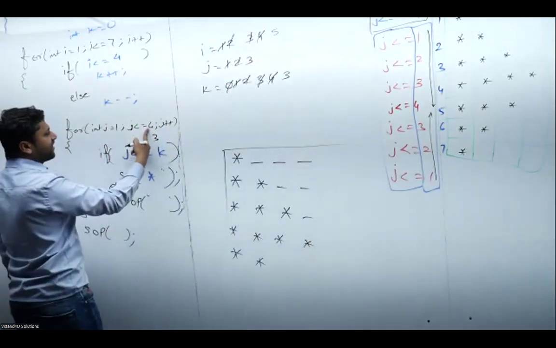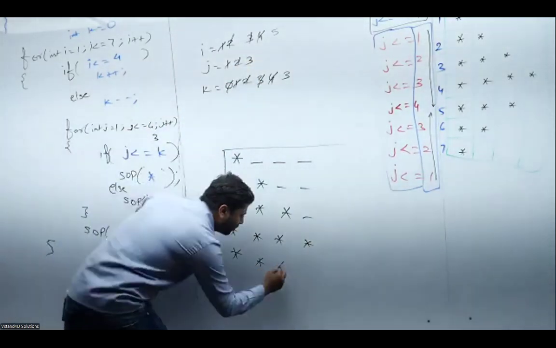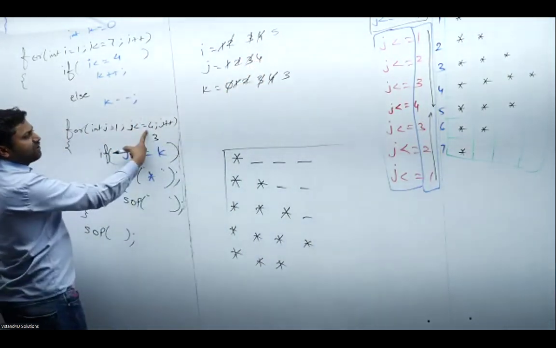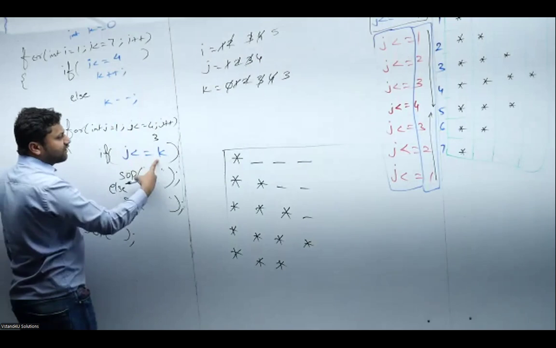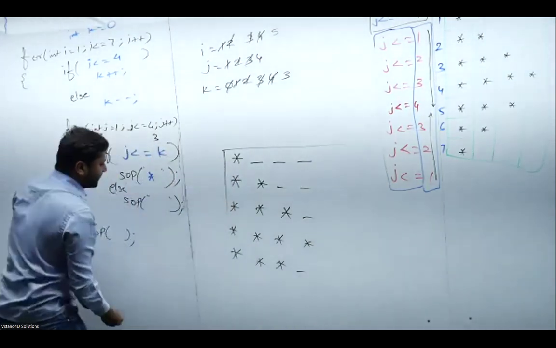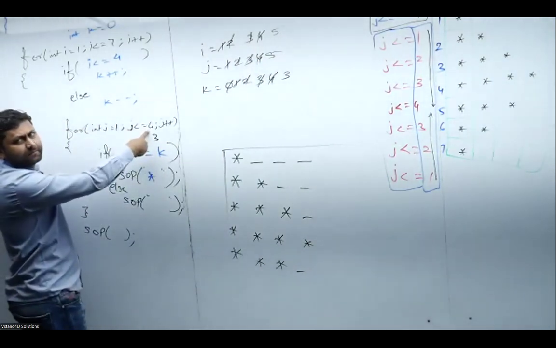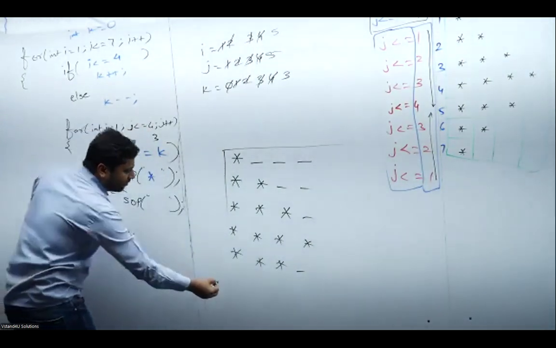3 is less or equal to 4 condition true. 3 is less or equal to 3 condition true. Once again print star. Then J will be incremented to 4 is less or equal to 4 condition. 4 is less or equal to 3 condition. Print space. Then once again j will be incremented to 5 is less or equal to 4 condition. Step out, come to next line.